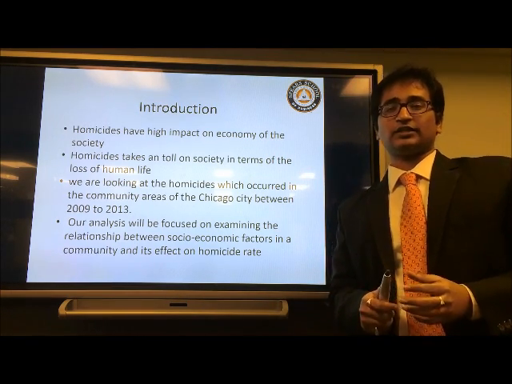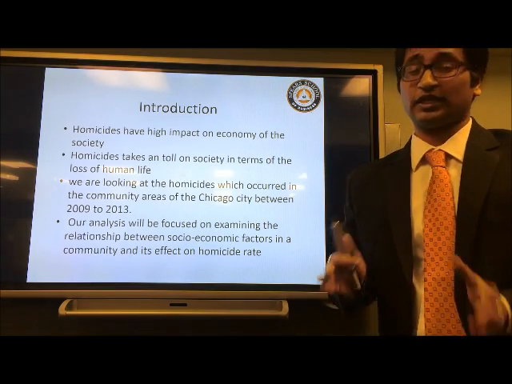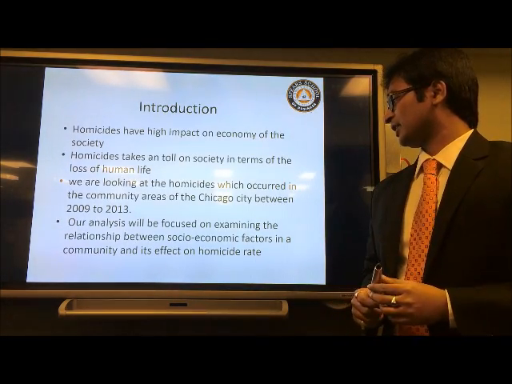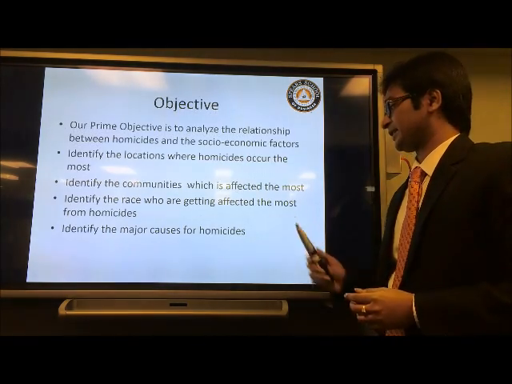Now, we are looking at the homicide data which occurred between 2009 and 2013 and which led to an arrest in the Chicago community areas. Our analysis will be focused on examining the relationship between socioeconomic factors, community, and their effect on homicide rate.